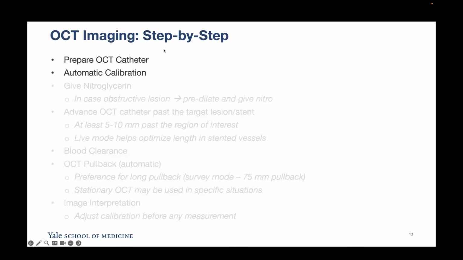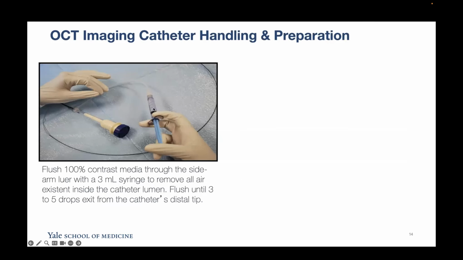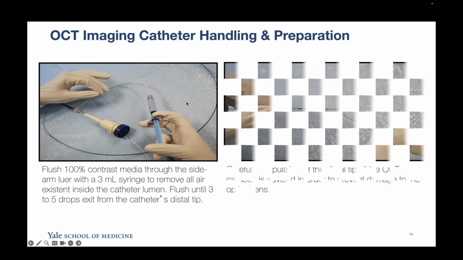For OCT, we're gonna go over the step-by-step. Catheter preparation is easier. So basically we have, like IVUS, one side port here that we connect with a 3 cc syringe, and the recommendation is to use 100% contrast, a clean contrast media to flush. This flushing here is very, very hard because contrast is very viscous. The space between the sheath and the imaging core is very tight. So you need to really apply a strong flush here until you see at least 3 to 5 drops exit on the tip of the catheter.